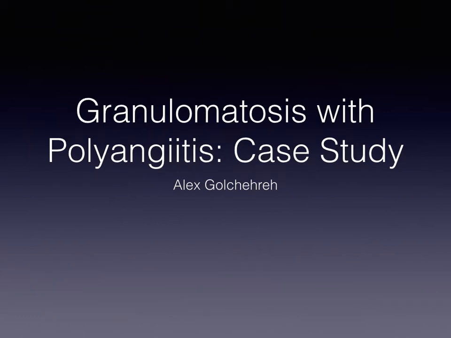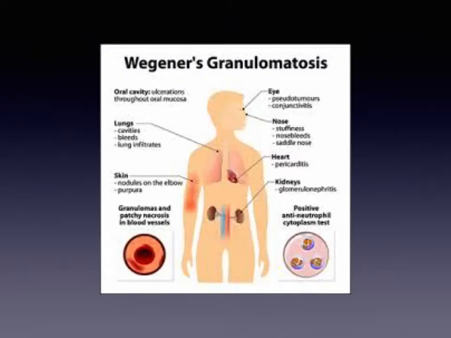Okay, so I'm going to be doing my presentation on granulomatosis with polyangiitis, and I'm going to go over a case study. So just real quick, GPA is also known as Wegener's granulomatosis. It's small vessel vasculitis due to anti-neutrophil cytoplasmic antibodies, which I'll refer to as ANCA. It is a multi-system disorder that can cause significant morbidity and mortality.